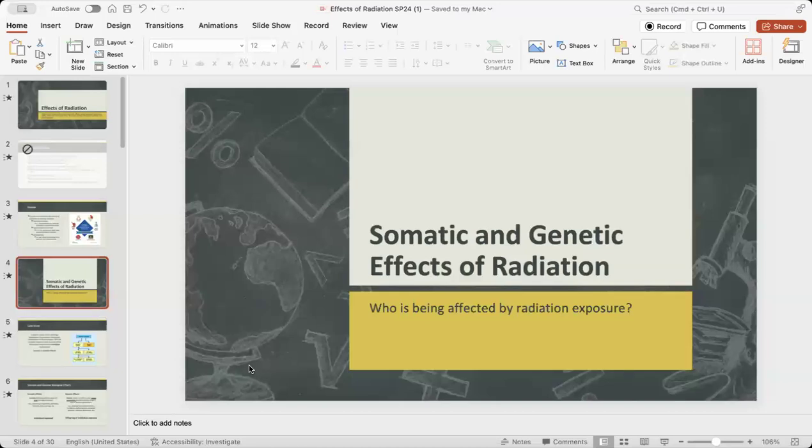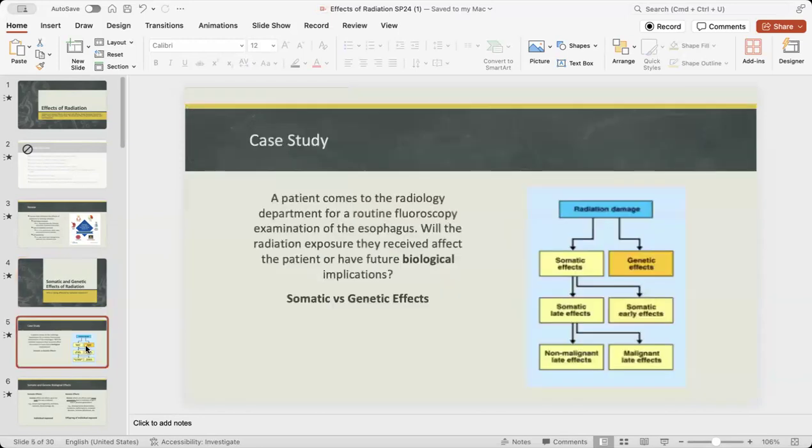So first, we're going to get into somatic and genetic effects of radiation. So ponder this for just a second. A patient comes to the radiology department for a routine fluoroscopy exam of the esophagus. Will the radiation exposure they received affect the patient or have future biological implications? If somebody could come off mute and tell me what you think would be the outcome of that exam.